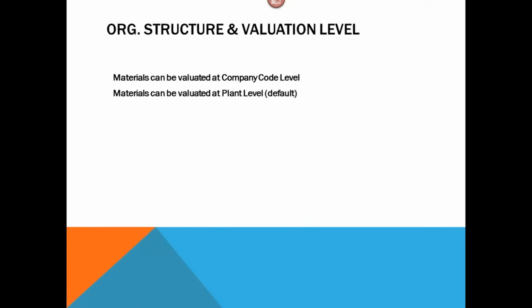Then organization valuation level. Material can be evaluated at company code level and also at plant level. Why is plant level the default? Because the material is evaluated only at plant level, because while you are receiving the stock, without plant and storage location you cannot receive the stock, right? So you have to evaluate your material at the plant, not at company code level.